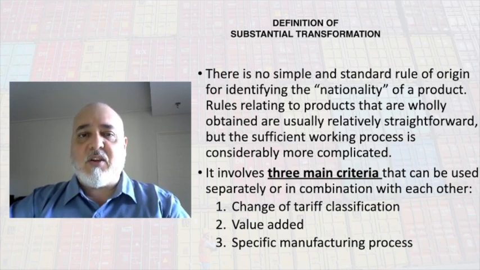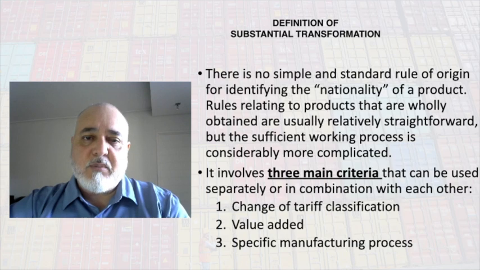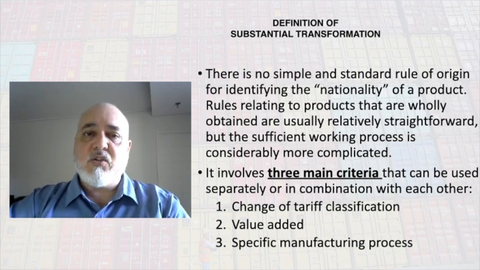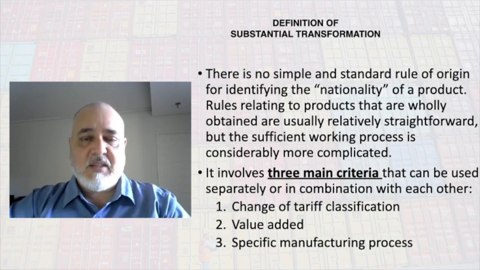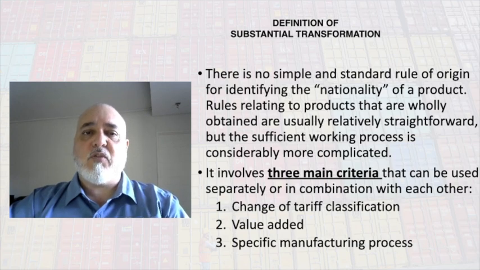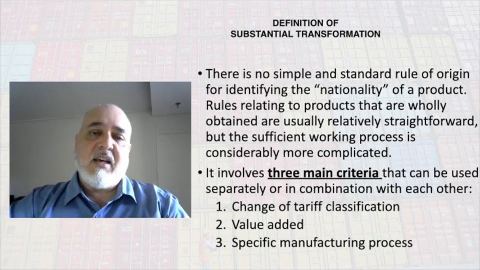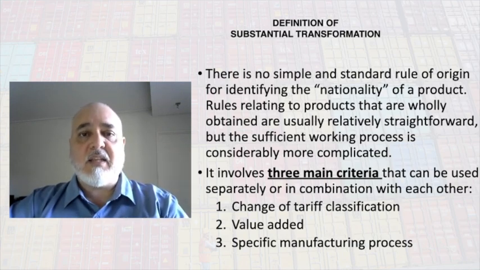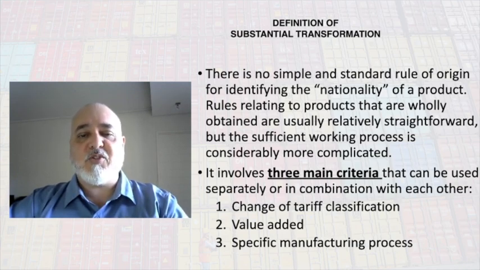The third method is the specific manufacturing process. This criterion evaluates the complexity, nature, and purpose of the manufacturing process used in the production of the product. If the manufacturing process is significant enough to convey a new essential character to the product, it may be considered as having undergone substantial transformation. In conclusion, substantial transformation plays a crucial role in the rules of origin. It is a means of determining the economic nationality of a product, particularly in the case where two or more countries have taken part in its production.